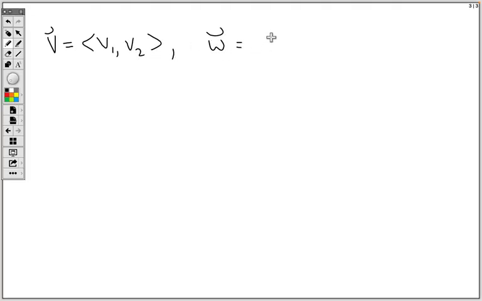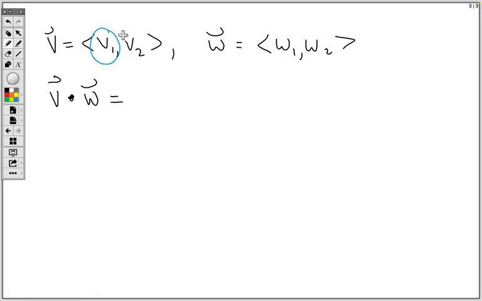You can tell the cat's very excited about the dot product here. And then w, w1, w2. We're going to denote the product of v and w with a dot, hence dot product, v dot w.